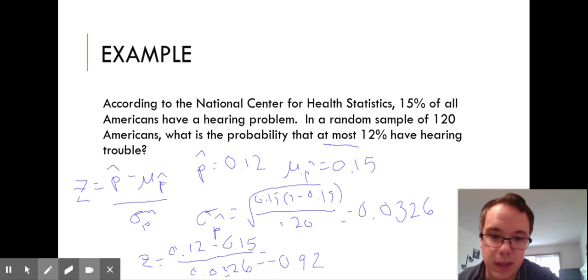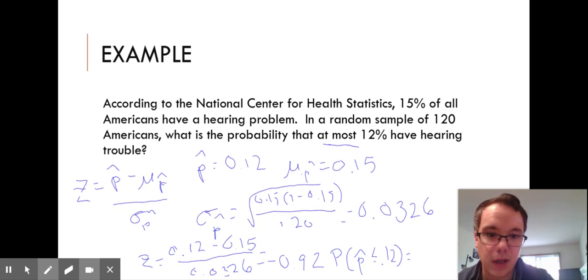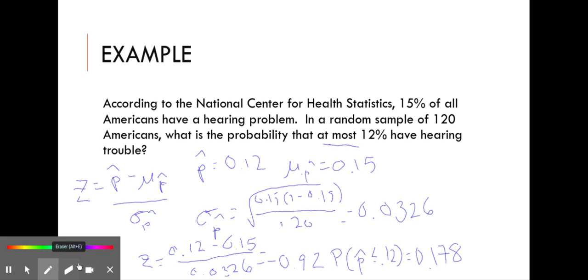So since we're looking for a probability that our p-hat is less than or equal to 0.12, we go to our z-table, and since we're looking at less than, we go to negative 0.9 over to 0.02, and that value given is our probability because it's a less than or equal to, and in this case it's 0.1788. So that is our probability.